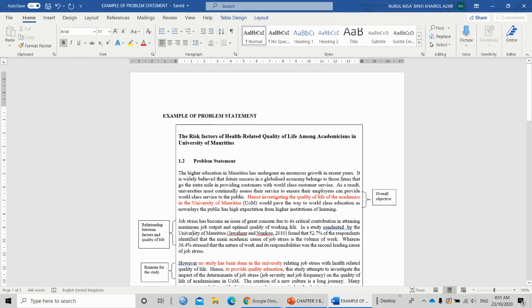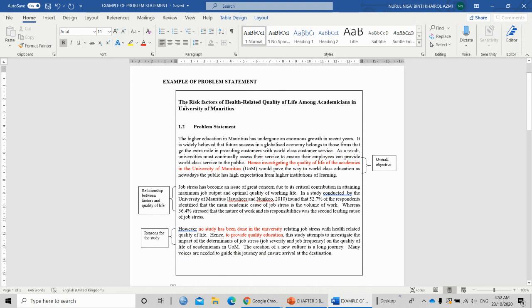Okay, for example here, this is the title: the risk factor of health-related quality of life among academicians in University of Mauritius. Okay, so kalau kita tengok dekat problem statement ni, dia ada mention about the overall objective. Investigating the quality of life of academics in the University of Mauritius will pave the way to world-class education, as nowadays the public has high expectation from higher institutions of learning.